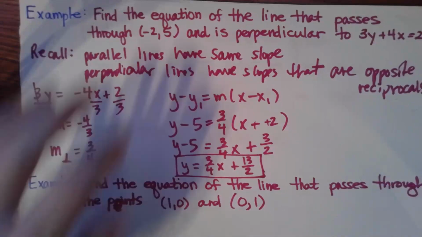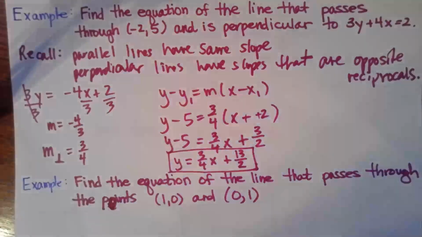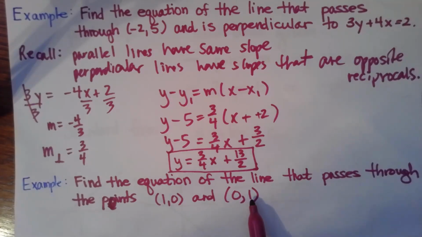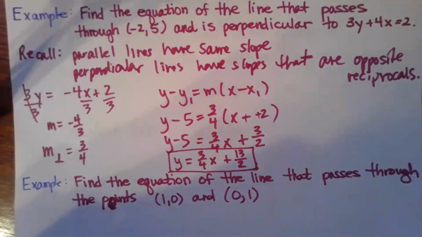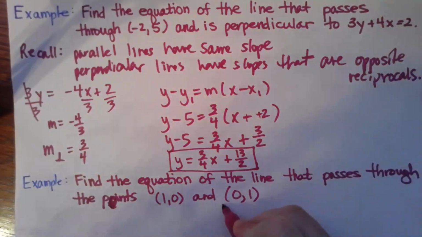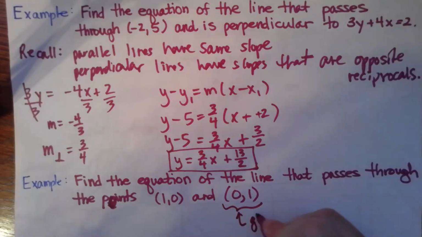Okay. So that probably is going to be your automatic response to this, unless you realize that, wait a minute, the point 0, 1 is on the y-axis. We actually have the y-intercept. Okay, so we have 2 points. We're going to have to figure out the slope, whether we use point slope or the slope-intercept form. But this one probably would be easier for us to use slope-intercept form, because this is on the y-axis. This gives us the y-intercept.